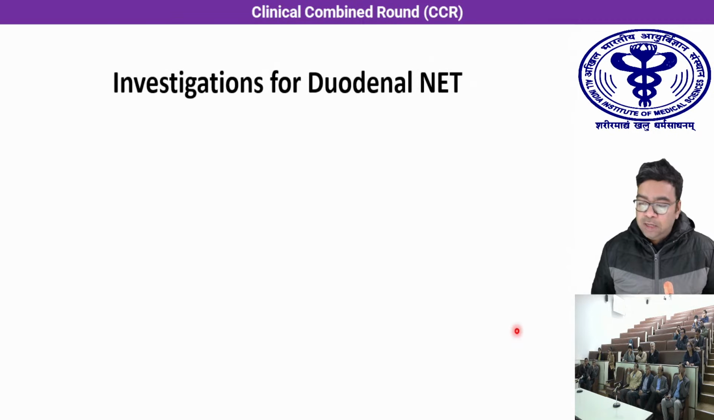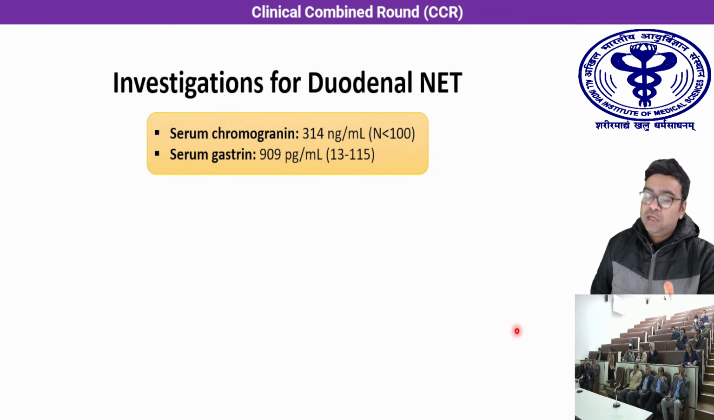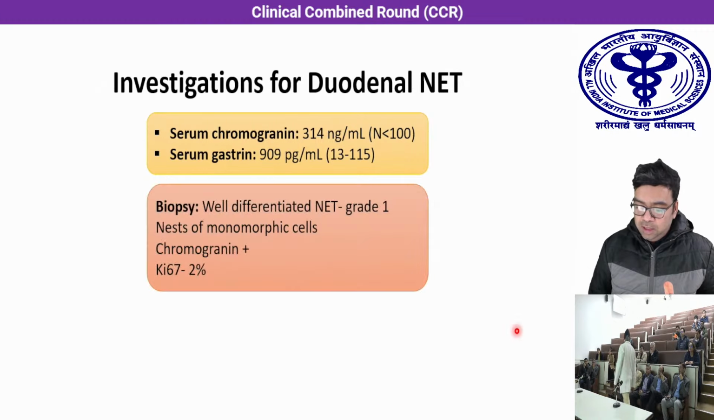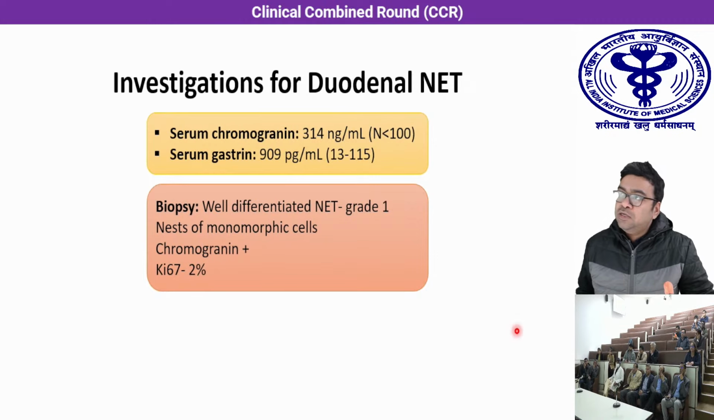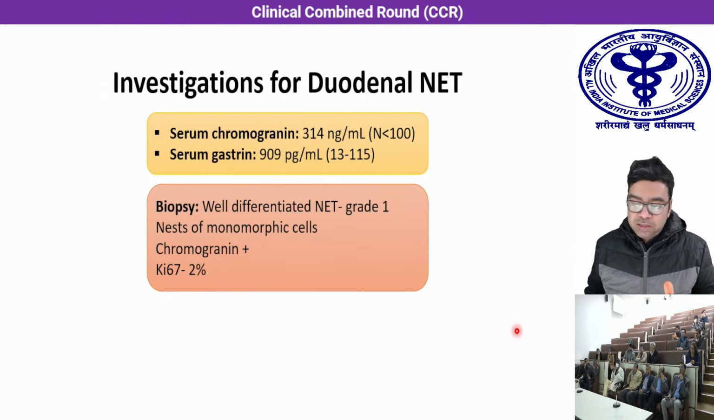On further evaluation of this patient, with a suspicion of duodenal NET because of the endoscopic characteristics, we ordered a few further investigations. Serum chromogranin and serum gastrin levels revealed that the chromogranin was 3 times elevated and the gastrin level was 9 times elevated. The patient had undergone a biopsy from outside, which revealed a well-differentiated neuroendocrine tumor of grade 1 with a Ki67 index of 2%.